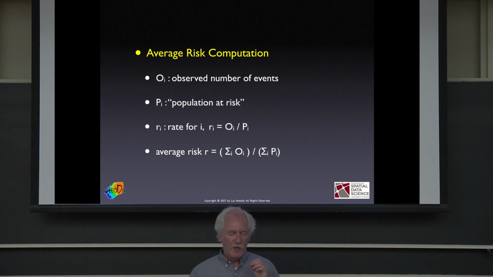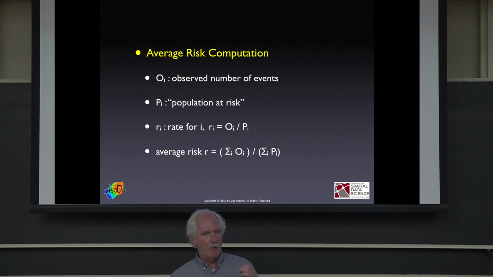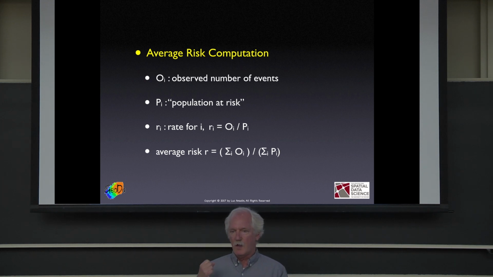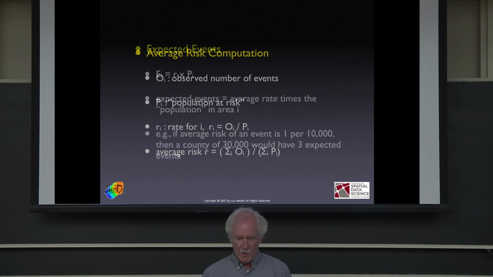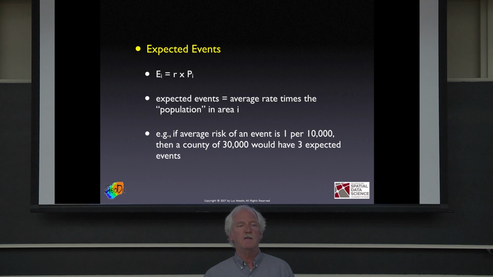So now we have this average risk, and we're going to compare our actual observed risk to this average risk. And how do we do that? We do that by figuring out how many events would we have in our area if the average rate would apply. Let's say if the average risk is 1 per 10,000, we have 30,000 people, we would have 3 cases. We have 50,000 people, we would have 5 cases.